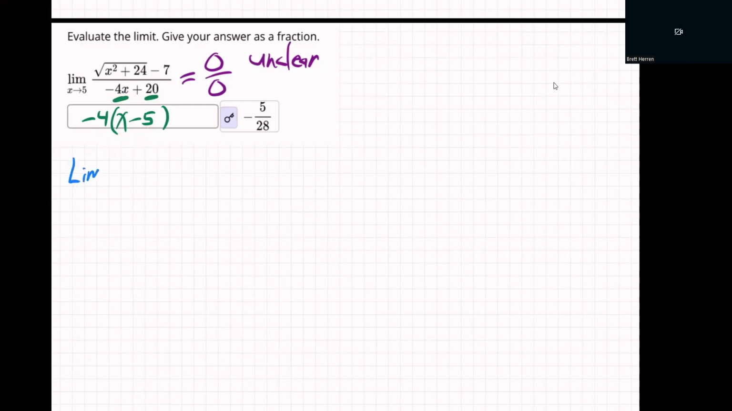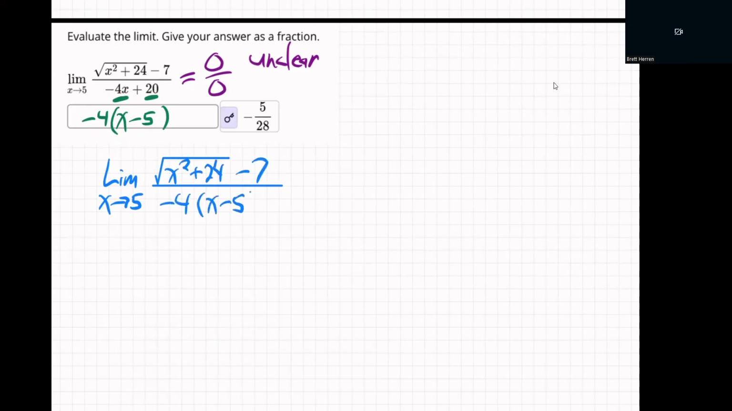That brings us to the limit. Oh, in fact, let me move it over a little bit. So the limit as x goes to 5 of the square root of x squared plus 24 minus 7 over minus 4 times x minus 5. And I'm going to take that minus 4, just slide it out to the front like this, 1 over minus 4. Because it doesn't have an x in it, so you can just remove it. It just makes life easier just to have that thing out of the way.